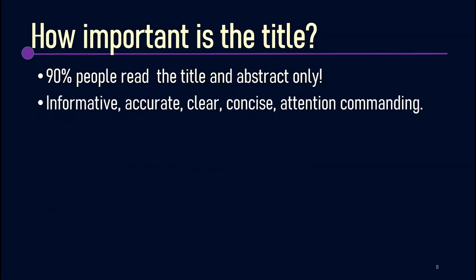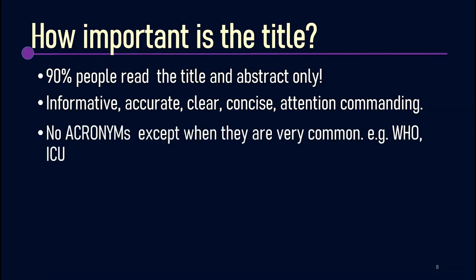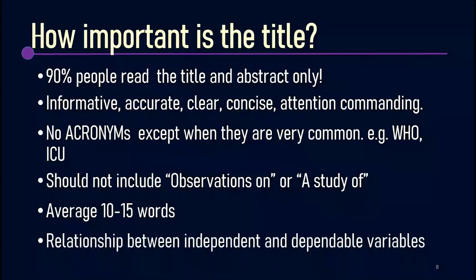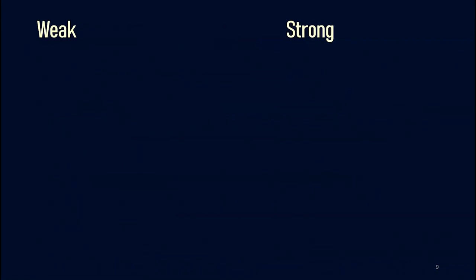The title should be informative, accurate, clear, concise, and attention-commanding. No acronyms should be put in the title except when they are very obvious, like WHO, ICU, AIDS, etc. Titles should not include redundant word combinations like "observations on" or "a study of," because they do not add anything to the title. Titles should not exceed 15 words, so you should be able to finish the title in one breath. And it should typically describe the relationship between independent and dependent variables.